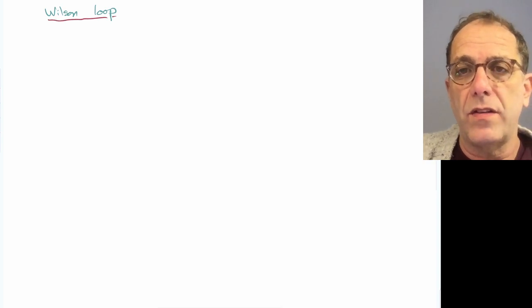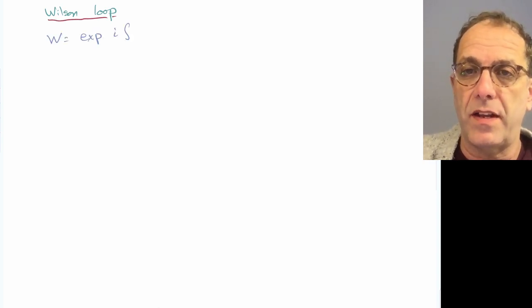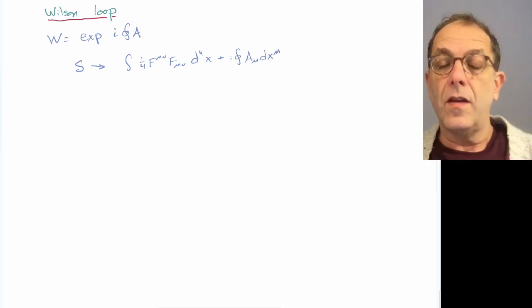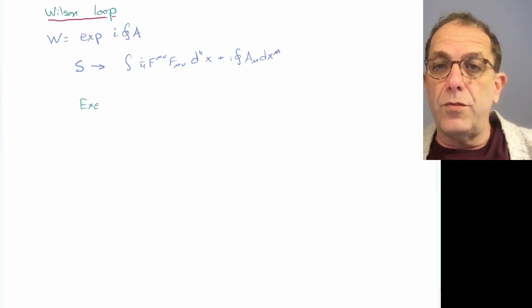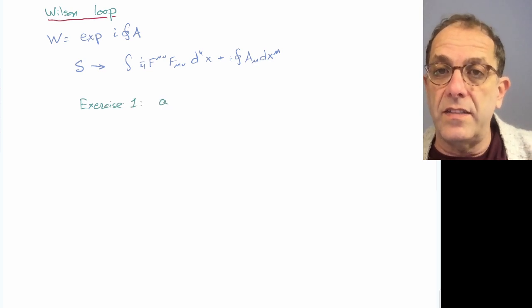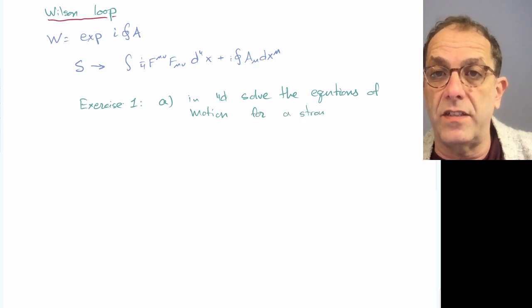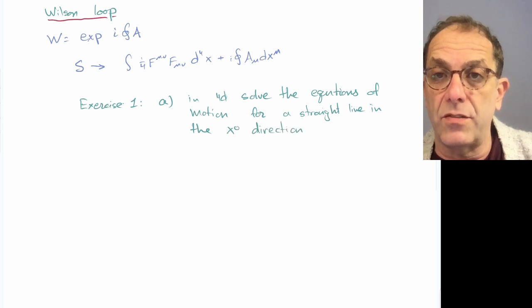We can view the Wilson loop as an extra source term to plug into the action and solve for the field configurations with the extra source given by the Wilson loop. So this is a good time for you to pause and try this exercise, which has two parts. The first part is in 4 dimensions to take a straight line along the Euclidean time direction and solve the equations of motion with the appropriate source written here.